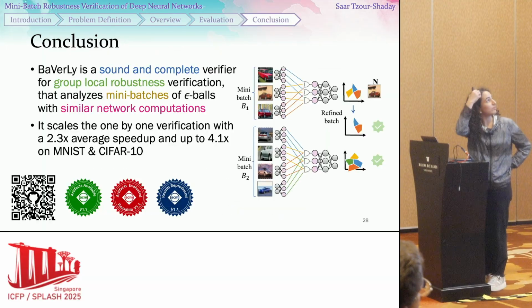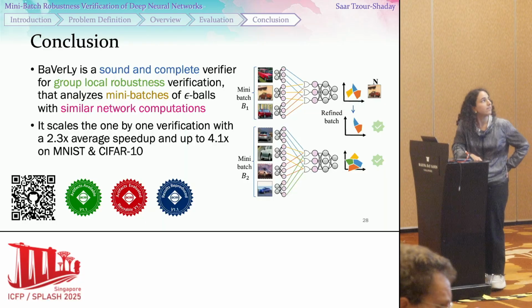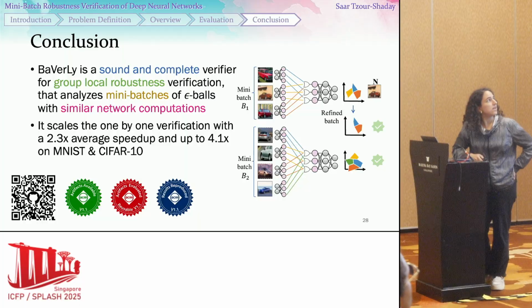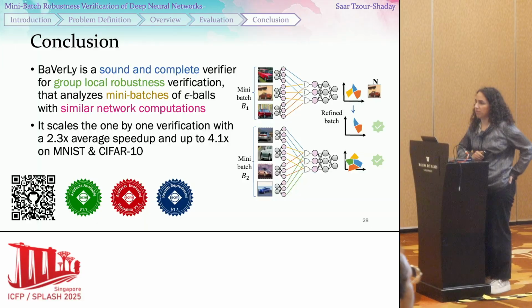So to conclude, I presented BaVerLy, a sound and complete verifier for group local robustness. BaVerLy analyzes mini batches of epsilon balls with similar network computations and scales the one-by-one verification.